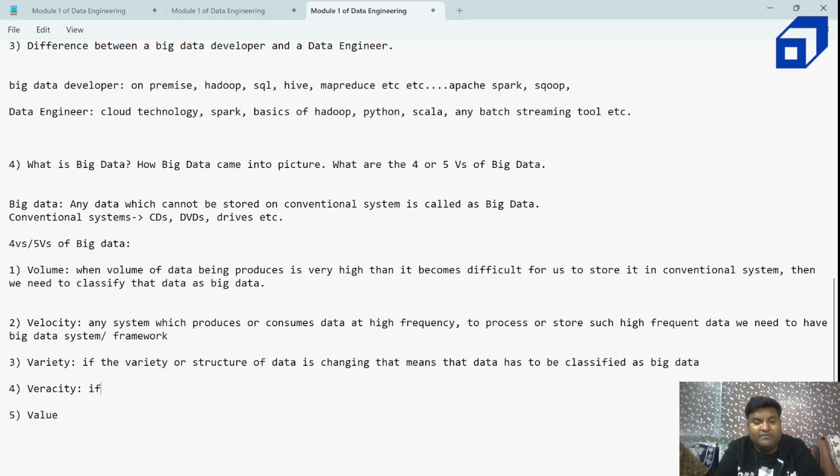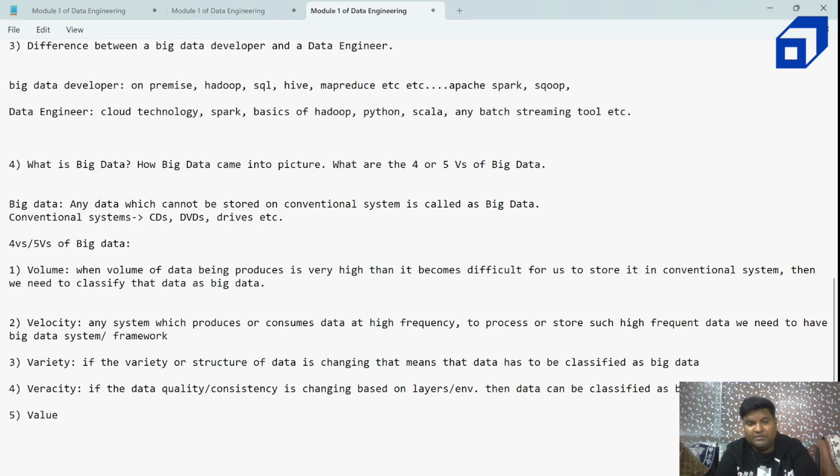So basically, if the data quality or consistency is changing based on layers or environment, then the data can be classified as big data, right?